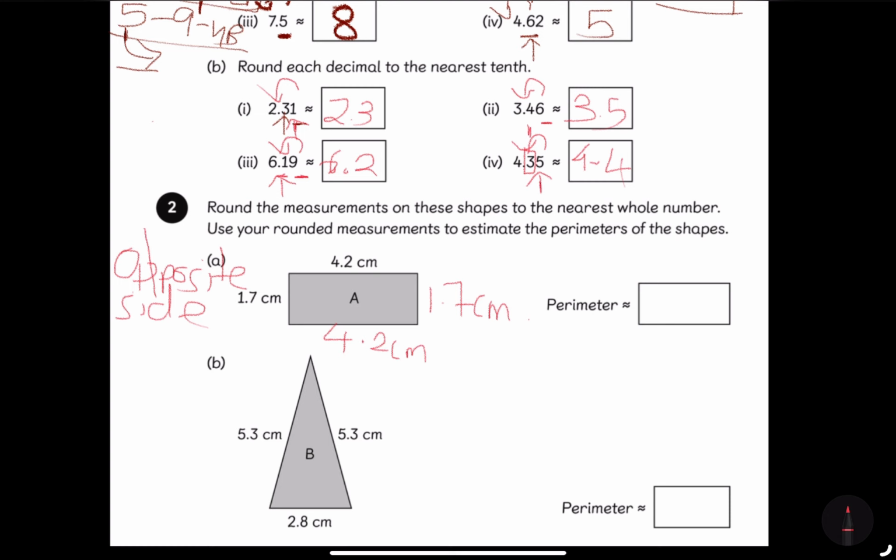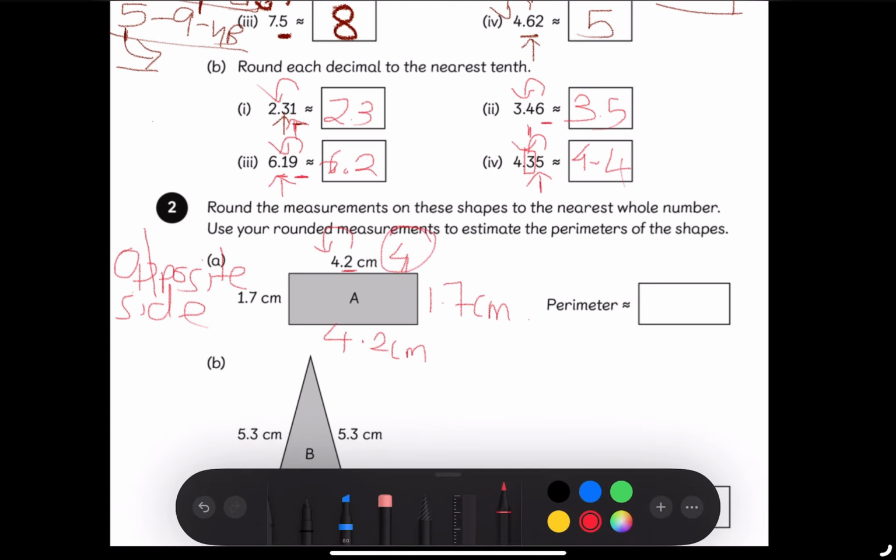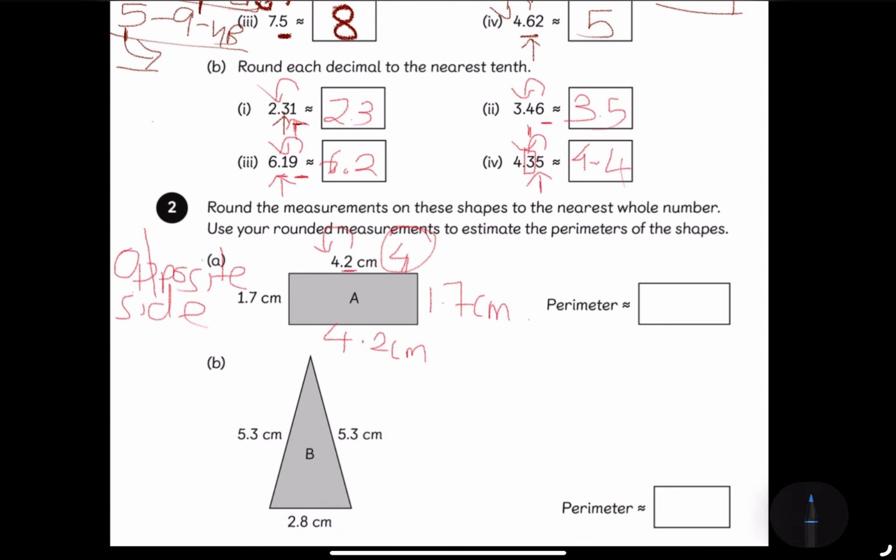Let me determine again. My number after the whole number is in the lower band, therefore I will not add anything and let it be 4. So this stays 4. My 1.7 falls in the higher band, therefore I add 1, so this becomes 2. So 4 plus 4 is 8, 2 plus 2 is 4. So 8 plus 4 is 12. Therefore, this becomes approximately 12 centimeters. Since I'm doing an approximation, this sign means approximately.